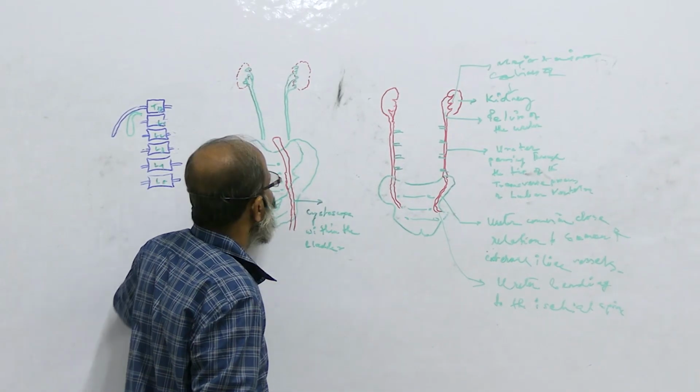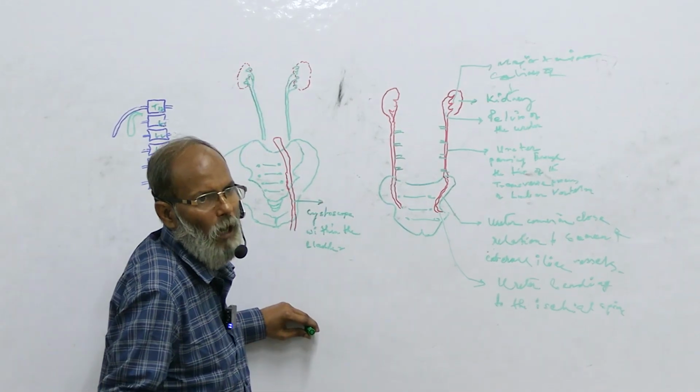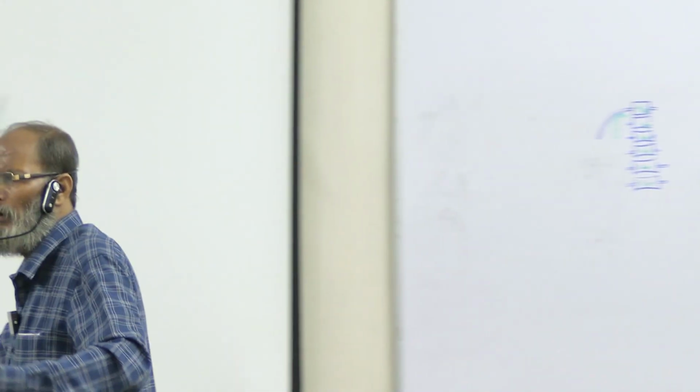The cystoscope is put within the bladder and the dye is pushed up. All right. Read out whatever is drawn. Just read out and you will understand what we use and why we use it, to delineate the major and minor calyces, the pelvis of the ureter and its course.